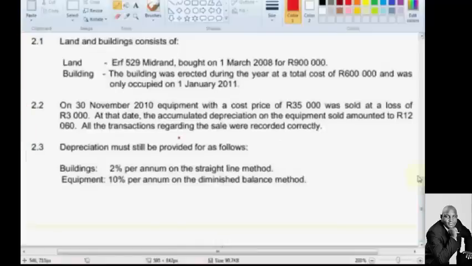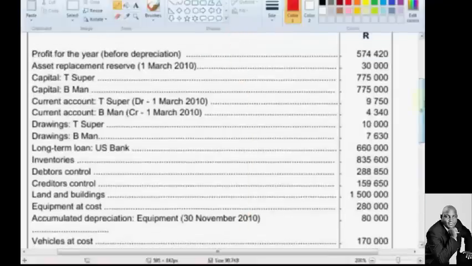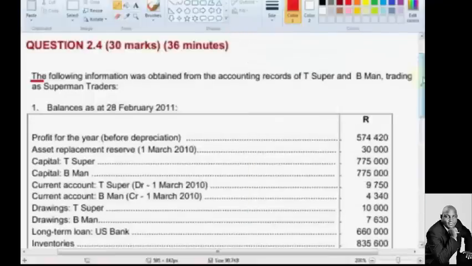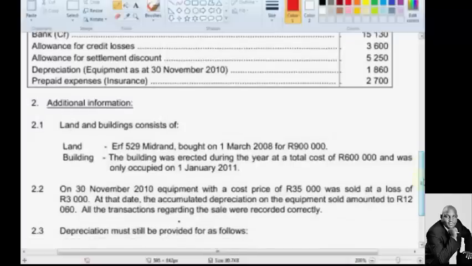I'm going to go to the other side of the question. I just want to remove my markings here. Yeah, they're all gone. The first thing I always do is start with additional information, because that's where I have to do all the adjustments. So we'll start with 2.1.